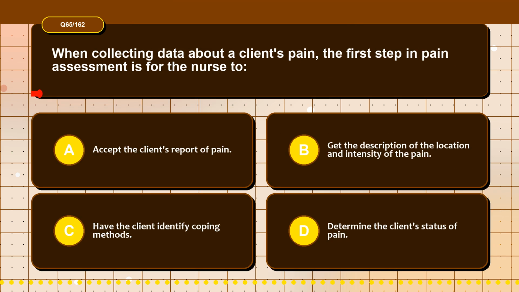Question 65. When collecting data about a client's pain, the first step in pain assessment is for the nurse to. Here are the options. Option A. Accept the client's report of pain. Option B. Get the description of the location and intensity of the pain. Option C. Have the client identify coping methods. Option D. Determine the client's status of pain.